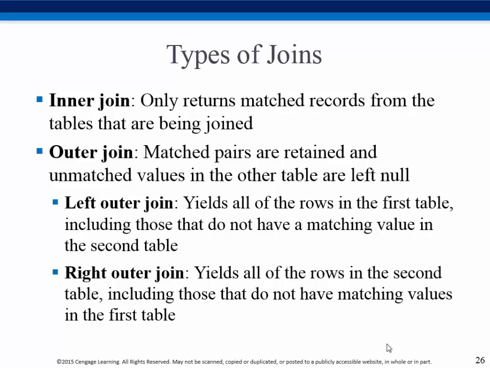And then you have a left outer join, which yields all the rows in the first table, including those that do not have a matching value in the second. And you have a right outer join, which yields all the rows in the second table, including those that do not have matching values in the first. And in your book, there are figures that show you a left outer join and a right outer join, how it would look when it matches those agent codes and customer codes, all up on page 87, figure 3-14 and 3-15. Gives you an example of what it would yield in a left and right outer join.